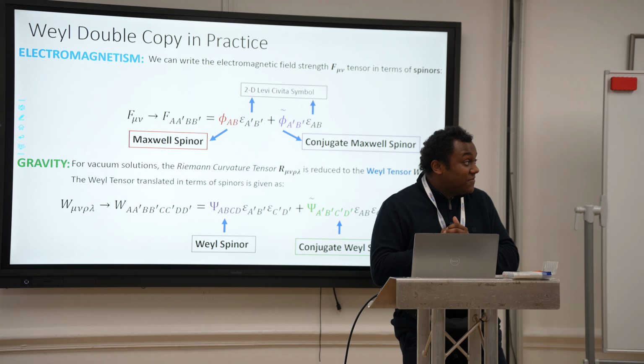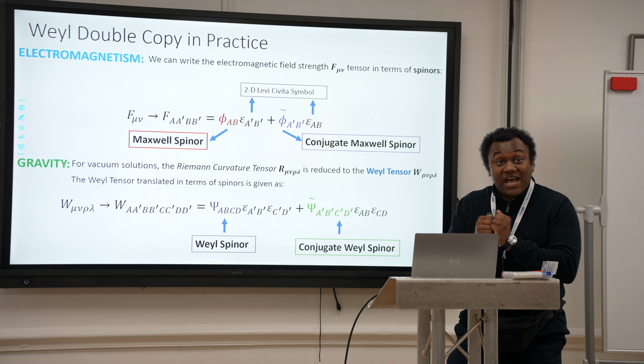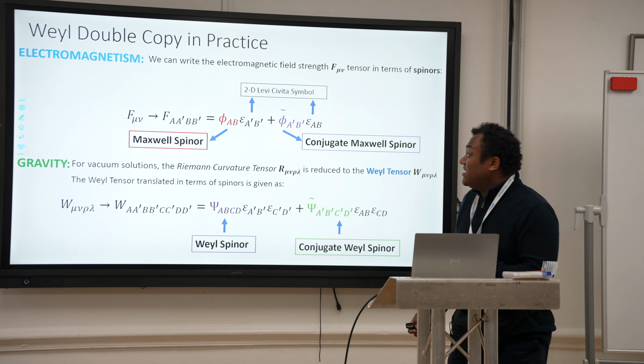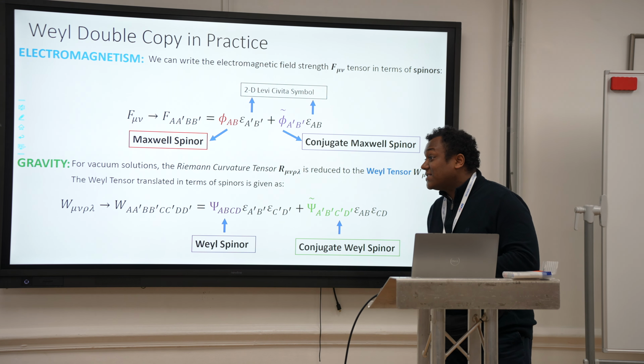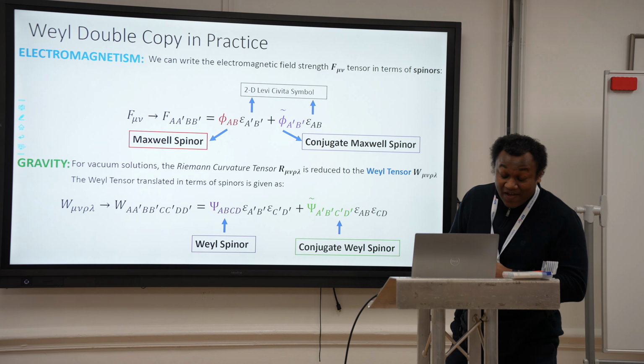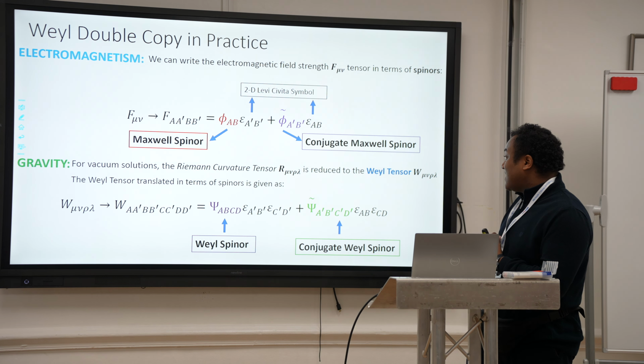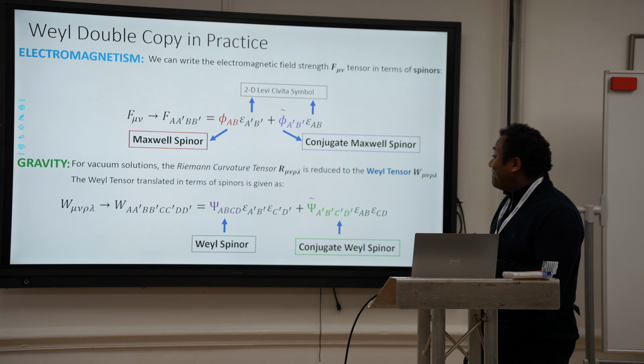The next step that we do is we take the spinor translation of our electromagnetic field strength tensor and decompose it. So we decompose it into its constituent spinor fields, and then you see it's given by something called the Maxwell spinor, which is φ_{AB} in red, and its complex conjugate, the conjugate Maxwell spinor, φ tilde.